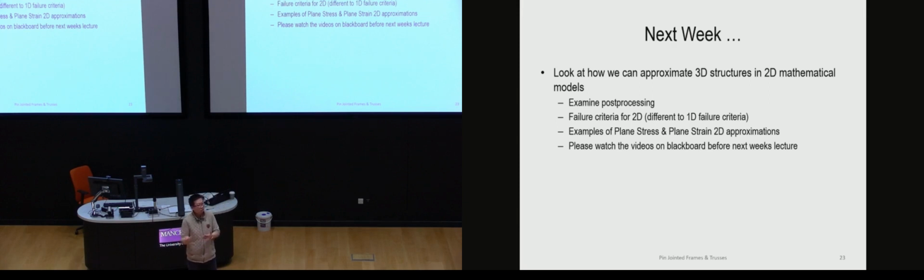So it turns out you need to convert the displacement of the nodes into real, physical parameters with which you are able to evaluate your design. That is generally called post-processing. Just like stress and strain, all those things you need to obtain with the help of displacement. Those are things we're going to cover next week. And there's also a failure criteria for 2D, with examples of plane stress, plane strain, and 2D approximations.